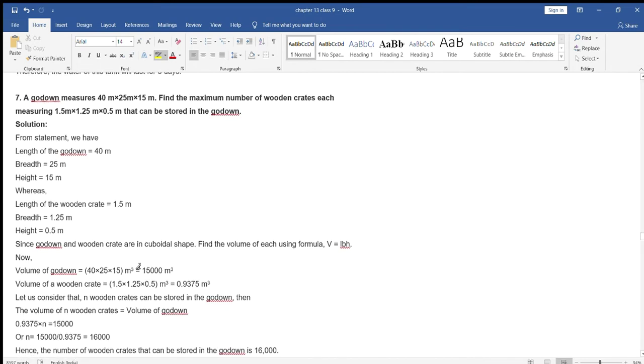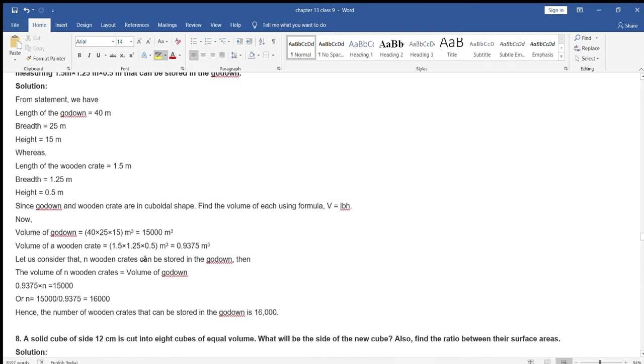How do we calculate it? Just have a look here. We have found the volume of the godown as well as the volume of the wooden crate. If we assume n crates were there, then n into the volume of one crate is equal to 15,000. So n is equal to this value we have calculated. In simple terms, you can write it like that: number of crates stored is equal to volume of godown divided by volume of one wooden crate.